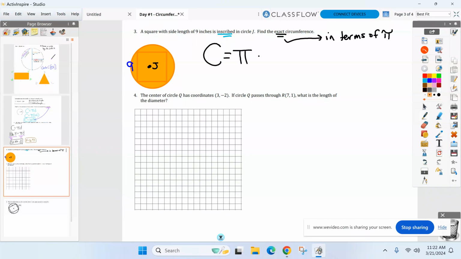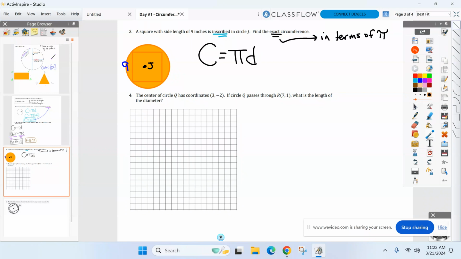Yep. So I only need to find what value? Diameter. What is the diameter of circle J? Is it 9, by the way? No, that's a chord. Not a diameter, that's a chord.